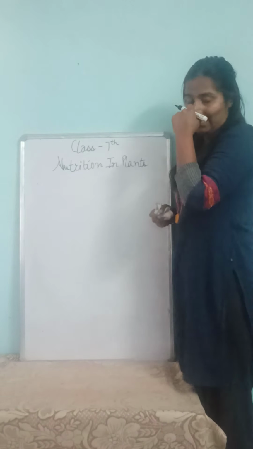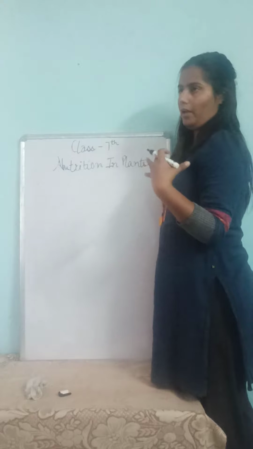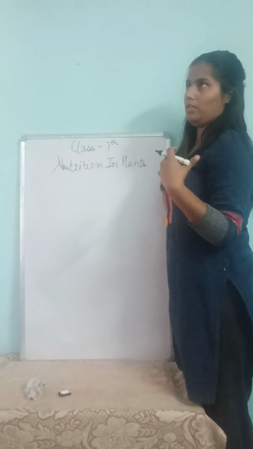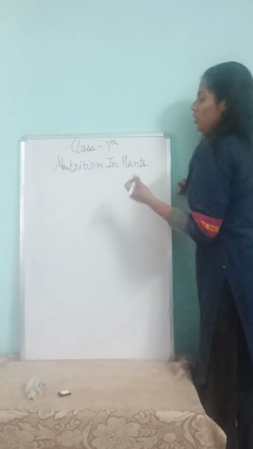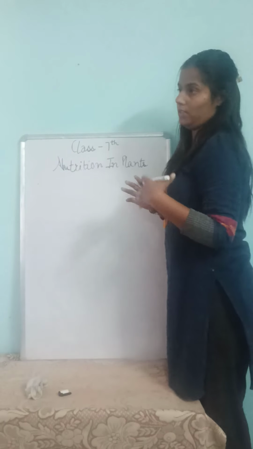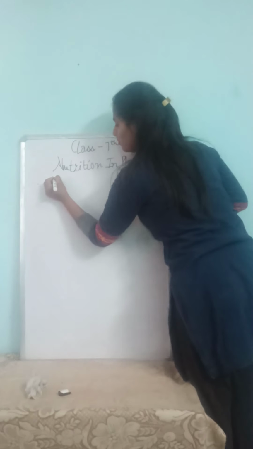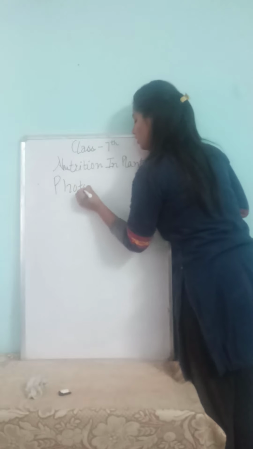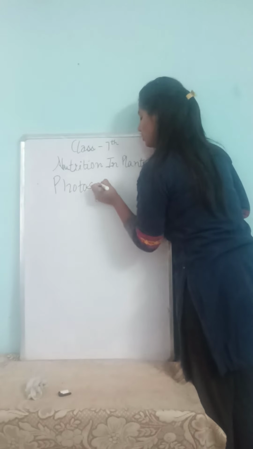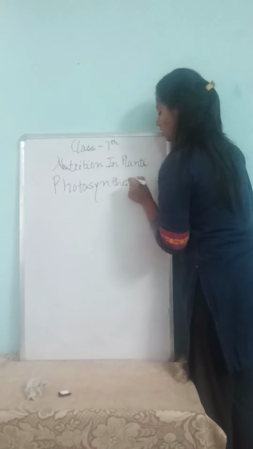So good evening class. We have studied the photosynthesis process and we have done the introductory part of the photosynthesis process. So we are going to study it in detail today. Photosynthesis, as I have told you earlier, occurs in the leaves only.